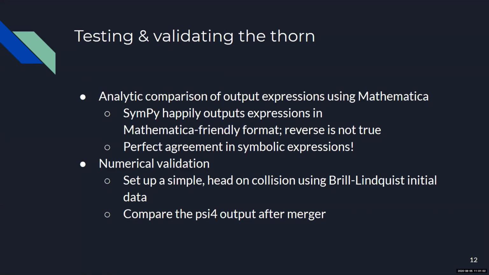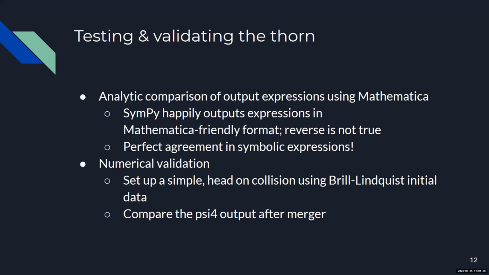So once we have output our thorn, we of course need to validate the expressions and test it, make sure everything works right. So we did two tests with this to make sure everything was running as we wanted. The first we did was an analytic comparison of the two expressions. We did this using Mathematica because SymPy has built-in utilities to output the expressions in a Mathematica format, while the reverse isn't really true. So we put both sets of expressions into the same Mathematica notebook, obviously changing names so that there wasn't an unfortunate collision.